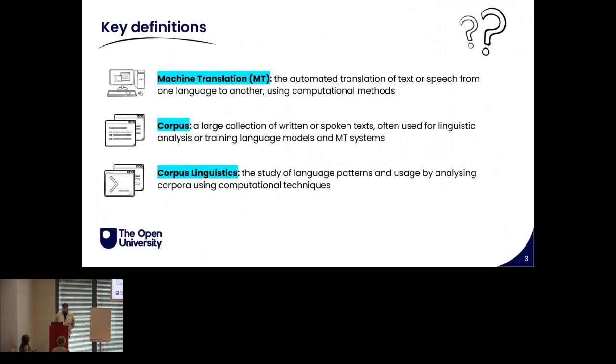Quite central to machine translation research and development is the notion of corpus, which is a large collection of written or spoken text, often used for linguistic analysis or training language models, very topical at the minute, and machine translation systems. And related to the notion of corpus is that of corpus linguistics, which is the study of language patterns and usage by analyzing corpora using also computational techniques.